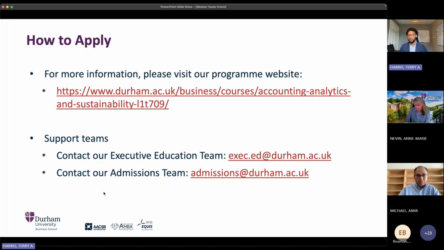How to apply? You can apply via the program website. Just go to the following URL or just search Accounting Analytics and Sustainability Durham University. You'll find it on Google or wherever, and just click on it and complete the application. Like I said, applications are open now, so you need to apply immediately. If you require any additional support, please feel free to reach out to our executive education team or our admissions team. If you have any issues with admissions, you can reach out to our admissions team, executive ed, and so on.